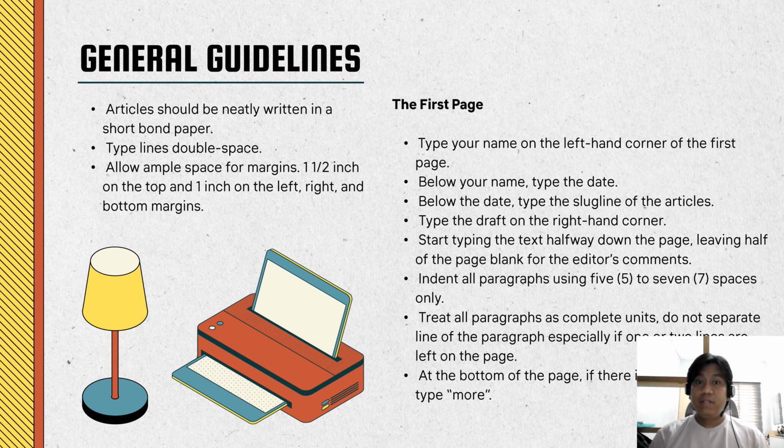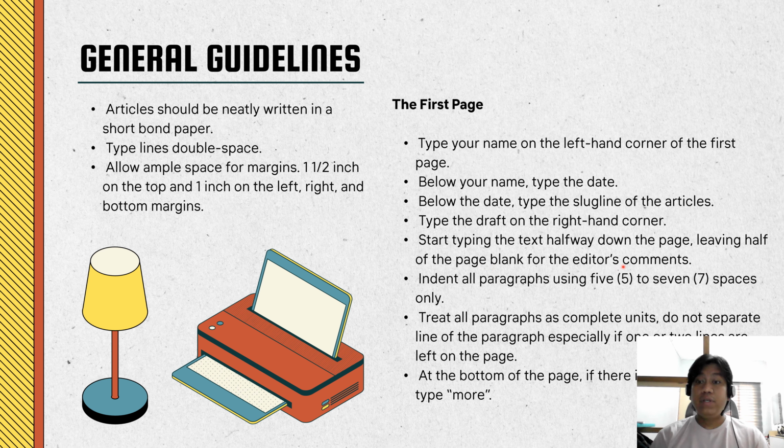Here are the general guidelines of a copy format. First, articles should be neatly written in a short bond paper, type lines double space, allow ample space for margins, 1.5 inch on the top and 1 inch on the left, right, and bottom margins. On the first page, type your name on the left-hand corner of the first page. Below your name, type the date. Below the date, type the slug line of the article. Type the draft on the right-hand corner.